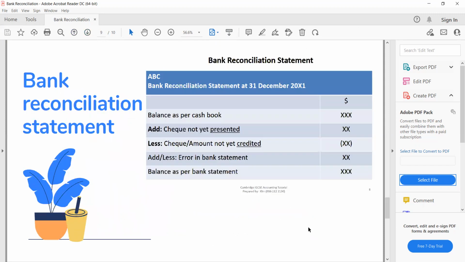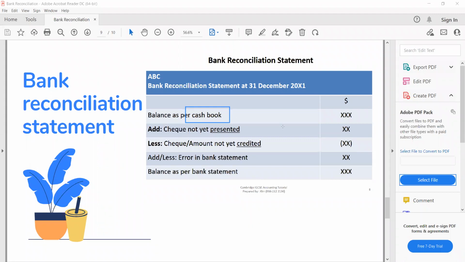Okay, the last part: how to present your bank reconciliation statement. Business name and the header, bank reconciliation at the date you prepared it. Balance as per cash book. There are 2 ways to do the bank reconciliation statement. Either you start from the cash book or the updated cash book.